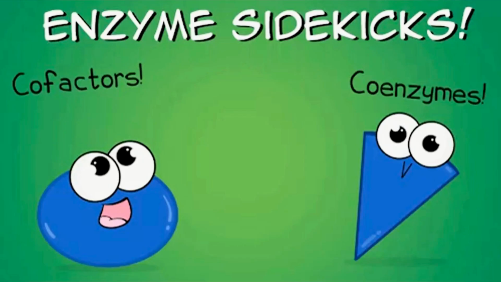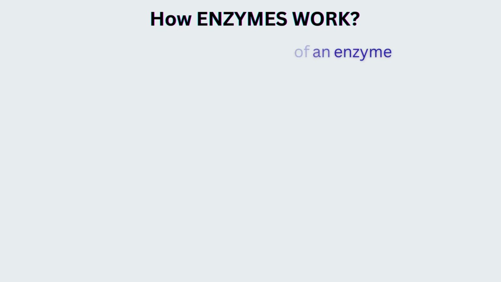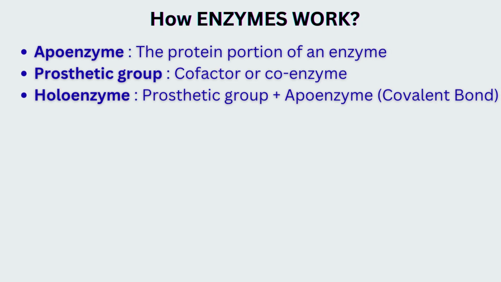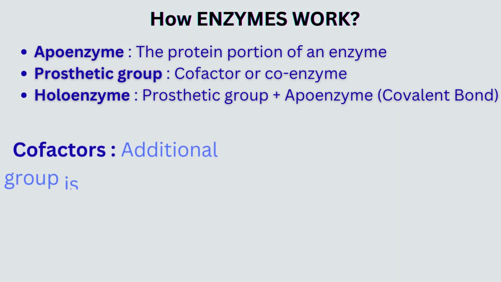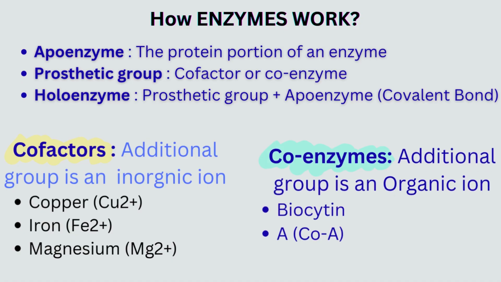Here come the cofactors and coenzymes, the enzyme sidekicks. Think of an enzyme's protein part, the apoenzyme, as an incomplete tool. It's powerful but needs a helper. This helper is called a prosthetic group, which can be a cofactor, an inorganic ion like magnesium or iron, or a coenzyme, which is an organic molecule like acetyl coenzyme A.